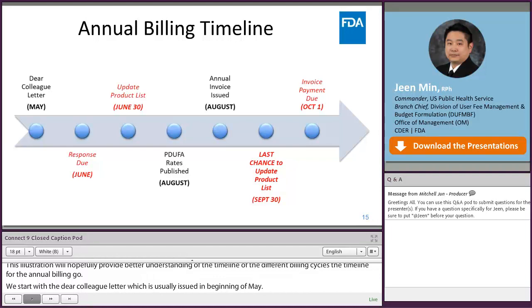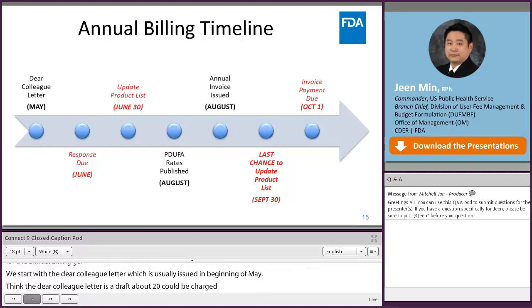Now, June 30th is a very important date. Because of administrative processes to the invoice of annual program fees, the August invoice is usually based on June data. Why is that important? Well, if a firm doesn't want to be charged for a program fee and receive an invoice in August, the firm must update the product list by June 30th.